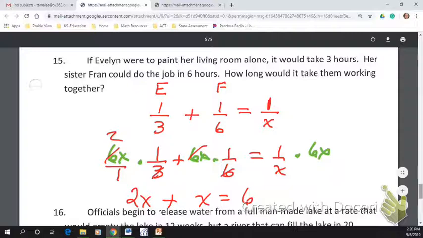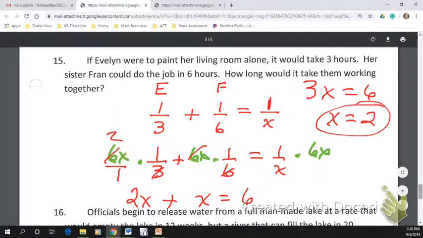2x plus x is, so I have 3x equals 6, so that means x is what? 2. So if Evelyn and Fran work together, they can get that room painted in 2 hours. That's close, okay? Which we knew Evelyn could do it by herself in 3, so we knew it had to be less than 3 if she was going to add in Fran's help, okay?